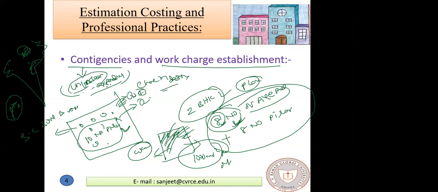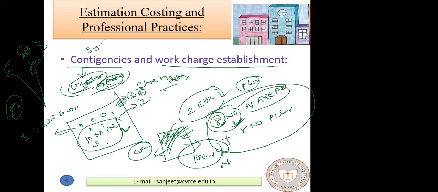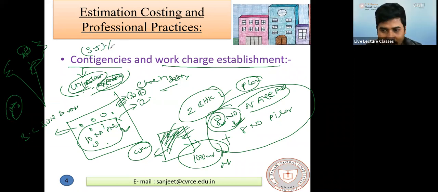These are also unforeseen expenditures. So for this, generally we keep 3 to 5% of extra money. That is for change in design.